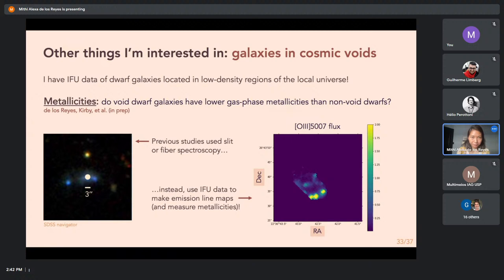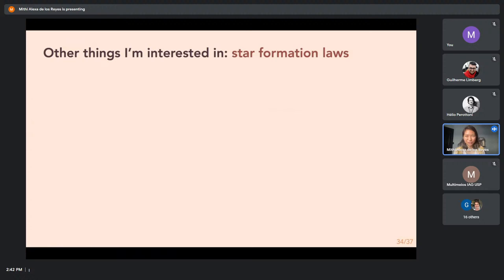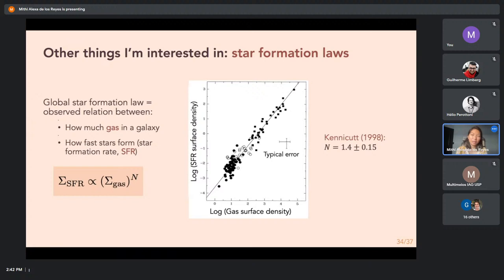All right, and then another abrupt switch of topic, but the other thing that I'm really interested in is star formation laws. In 1998, Rob Kennicutt wrote a classic paper about the global star formation law, which is just the relationship between how much gas is in a galaxy, the gas surface density, and how quickly stars form in the galaxy, or the star formation rate surface density.